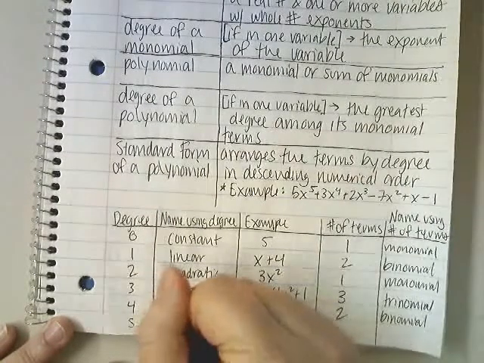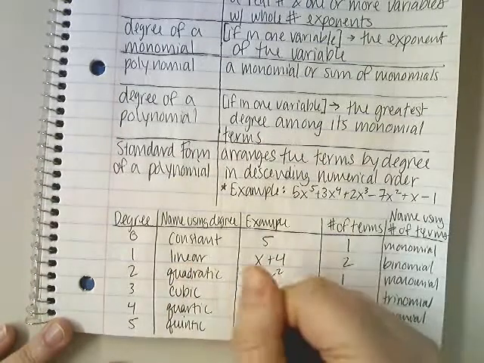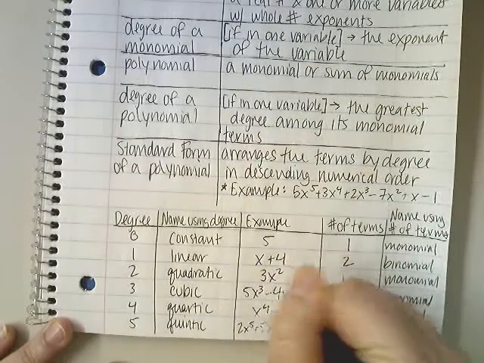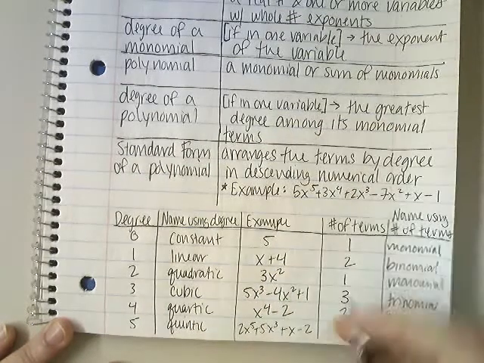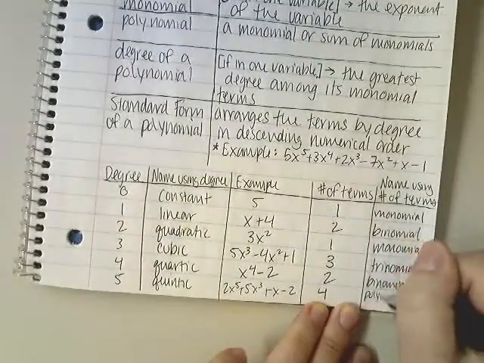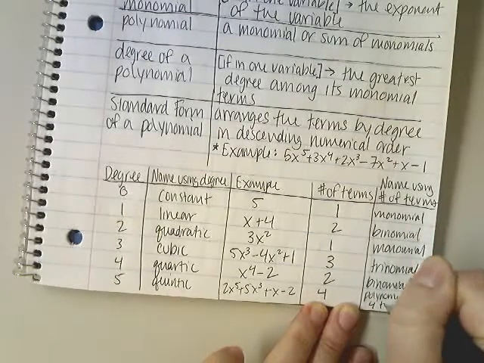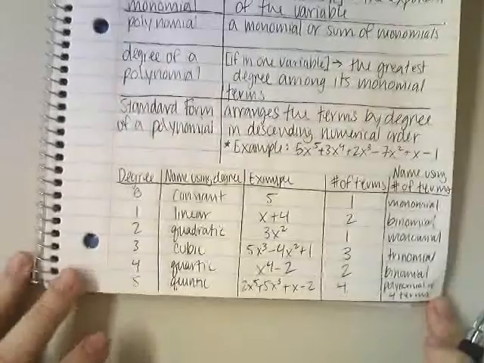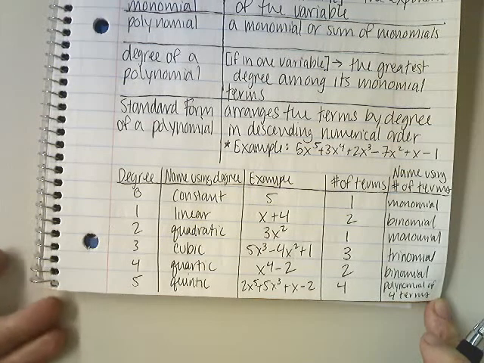And last but not least, so that we're going to speak about, is a quintic. So we could have something like 2x to the 5th plus 5x cubed plus x minus 2, and there are 1, 2, 3, 4 terms there. So that we'll call a polynomial of 4 terms. So we stop having specific vocabulary words or single words that describe that polynomial. So we just describe it as a polynomial of 4 terms.